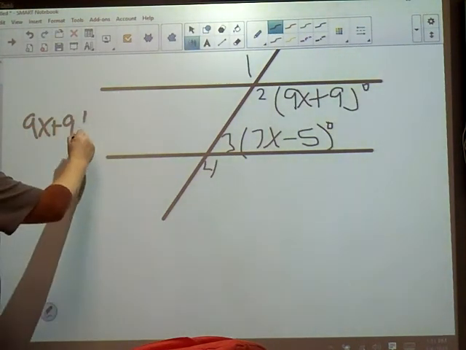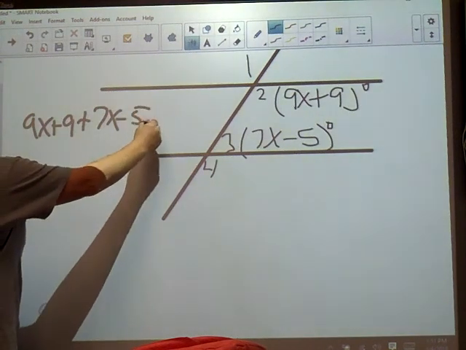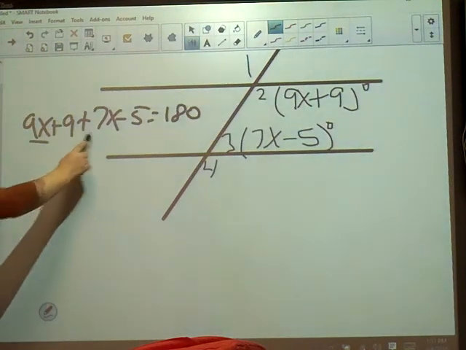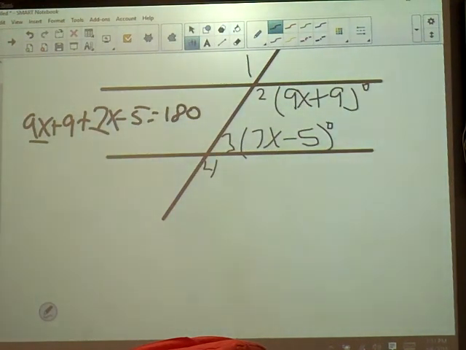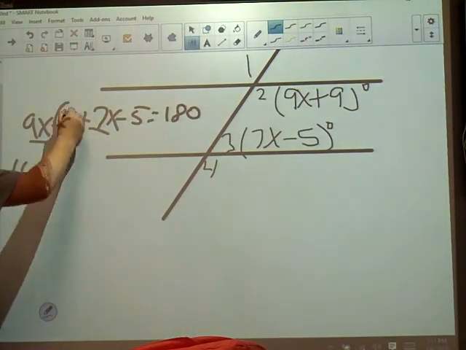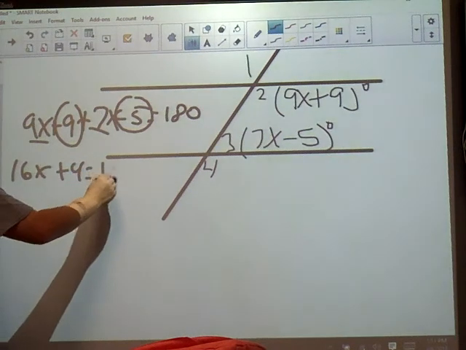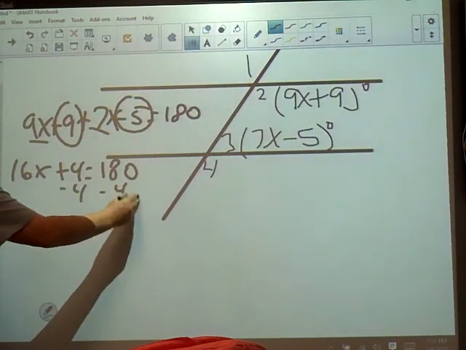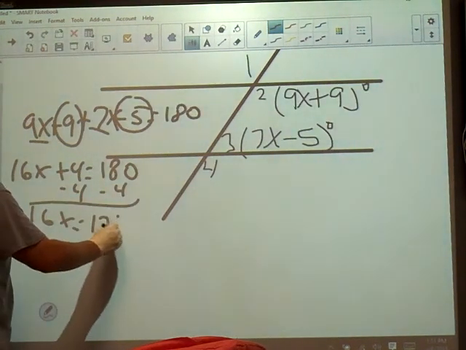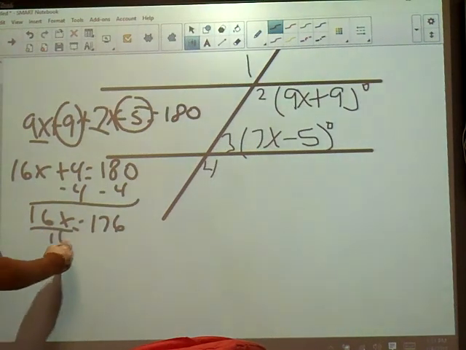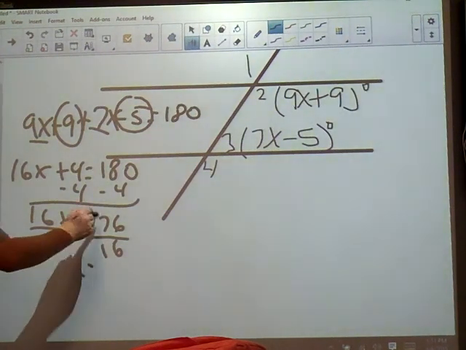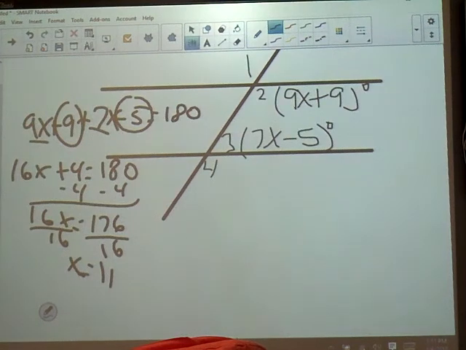So, angle 2 plus angle 3 equals 180. Combine those good old like terms. We can do this faster than Tyler did in 6 minutes. That'll be 16x plus 4. Now what would we do? 16x is 176. X is 11. Is that right? 1, 1. I think that's right. Check me out. Been a long day. Hey, I got one.